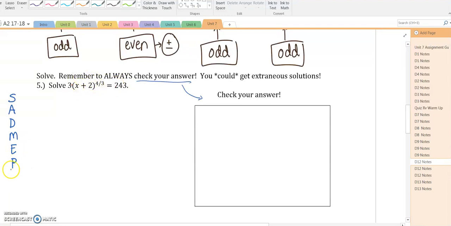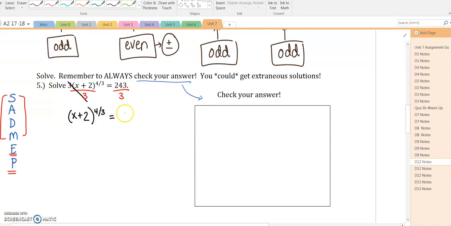Sorry, that's what I meant. So parentheses come last. Exponents will come right before that. So any of these four, they're always going to be our first steps. All right, so here we're times 3. To get rid of it, I'm going to divide by 3. And that cancels out, so I'm just left with x plus 2 to the 4/3. They undo each other, I should say.